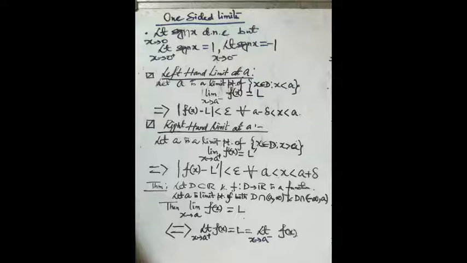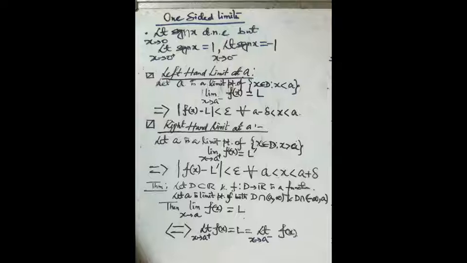First of all, what is the idea of left hand limit at some point? Suppose A is a limit point of the set of x belonging to D where x is less than A, and D is a subset of R and the function is defined from D to R. Then the limit as x tends to A minus of f(x) equals L. That means the left hand limit is L at the point A. That means the difference |f(x) minus L| should be less than some pre-assigned epsilon for all A minus delta less than x less than A, where delta is a positive number. So for given epsilon there exists some positive delta.